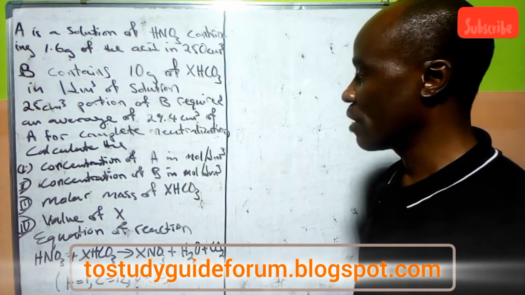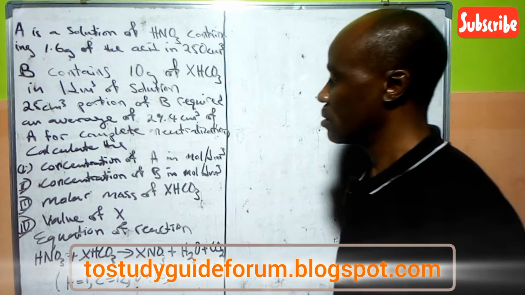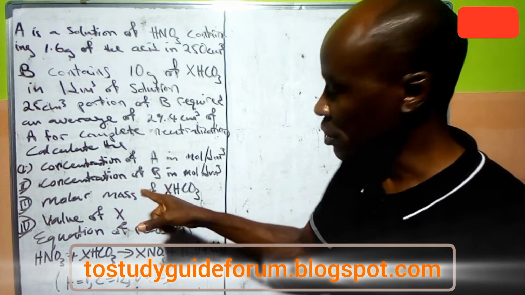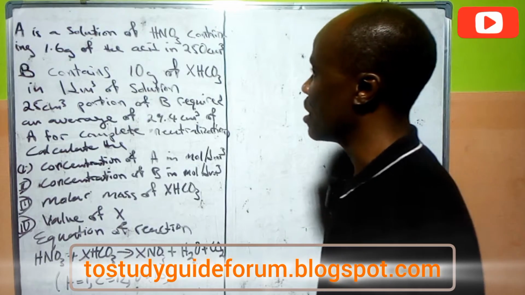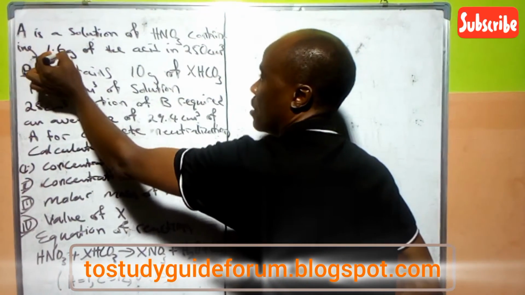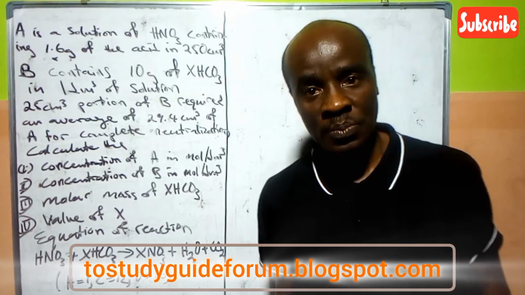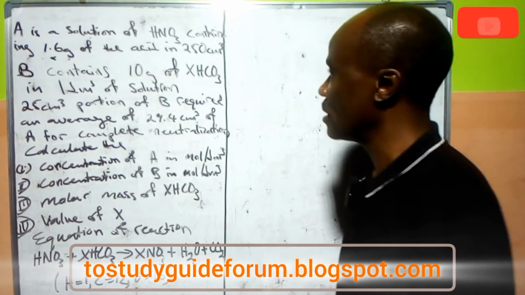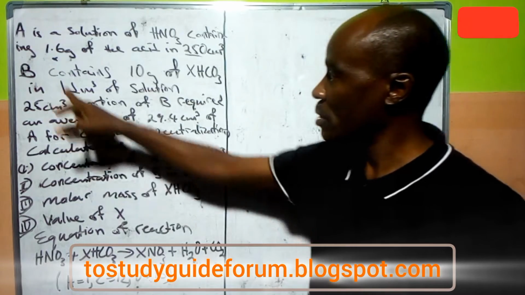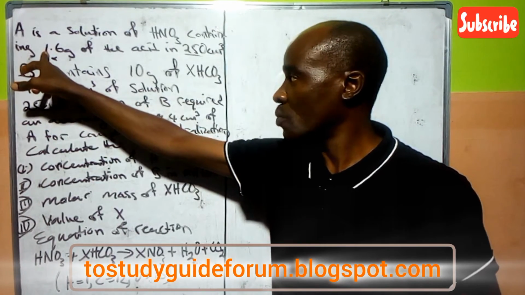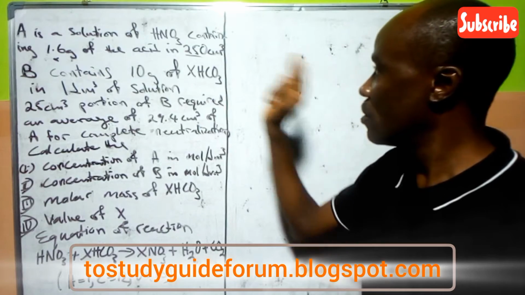Based on the information given to us, we said that we can calculate the concentration of A in mole per dm cube. And what we are given here is the gram of A that is contained in the solution, and then the volume of the solution where we dissolved 1.6 gram of the acid.